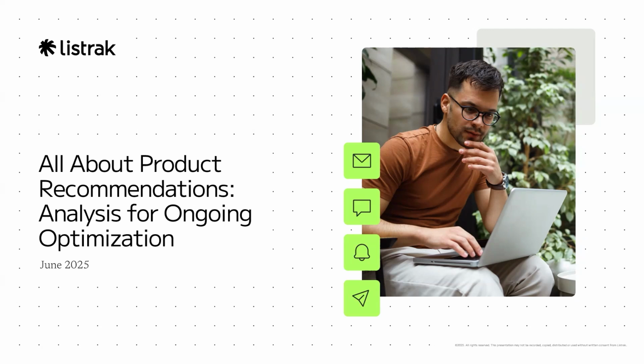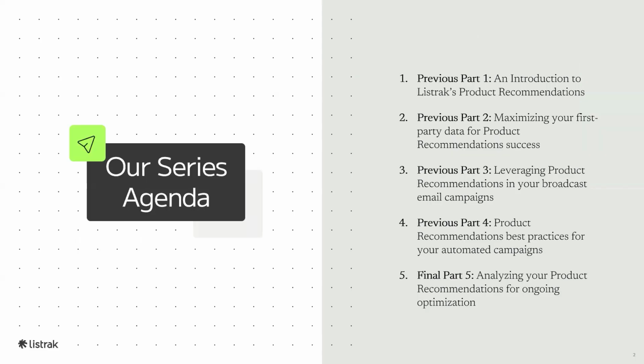I'm Patrick Murray, and today we're going to be talking about analyzing the performance of your product recommendations and ongoing optimizations. Today is the fifth and final episode in our series on product recommendations. And as I'd mentioned, we're going to talk about how to use the resources in Listrak to analyze performance, and then talk about some additional tips, tricks, optimizations, and testing strategies to constantly move the product recommendations program forward.